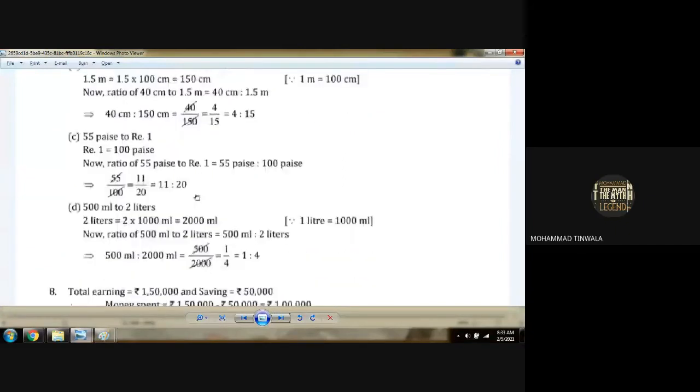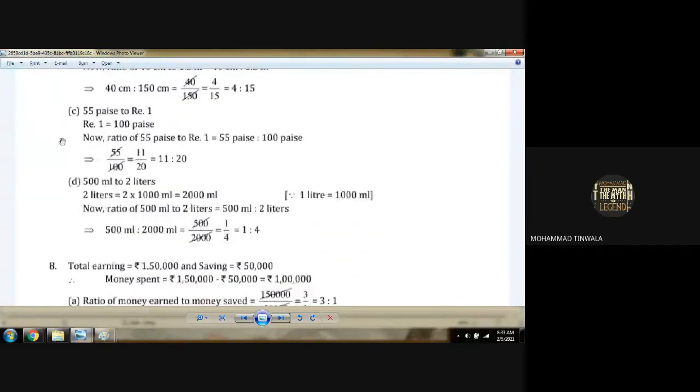So can you do sum number C and D? 55 paisa to 1 rupee. 1 rupee is equal to how many paisa? 100 paisa. So 55 is to 100 paisa, find the ratio. 500 milliliter to 2 liters. Now 2 liters has to be converted to 2000 milliliters. Are you getting? Yes, sir.